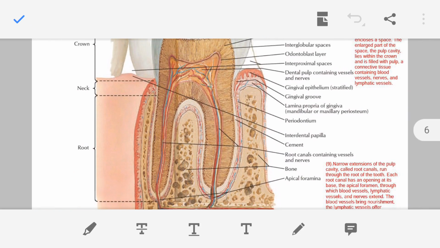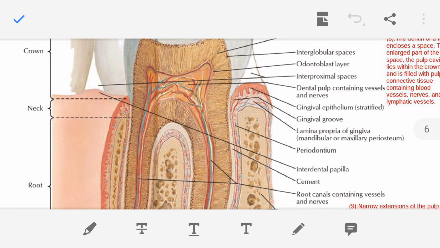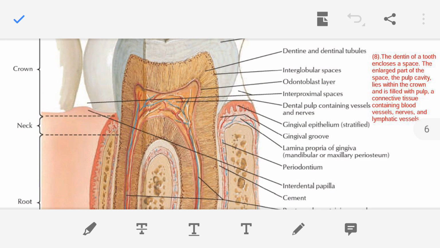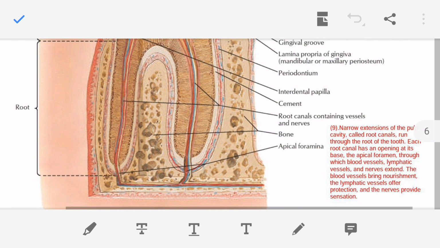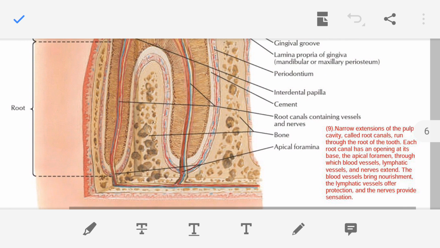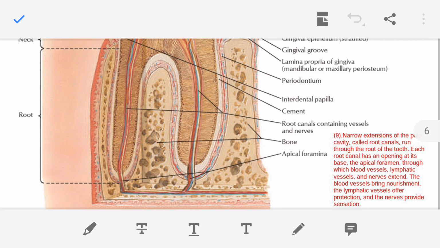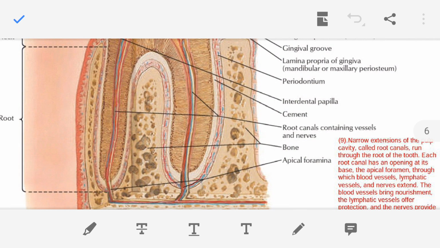So with this, we have completed the discussion on the structure of tooth. In this lecture, as you have seen, there are a total of 9 theory points, and I have tried to explain these theory points with the help of figures. I hope this lecture is helpful in your studies and your exam preparation.